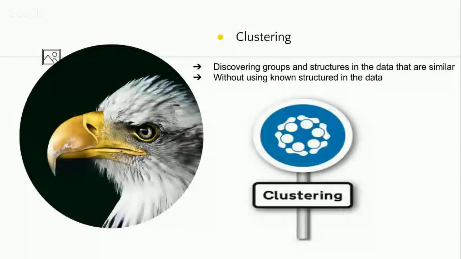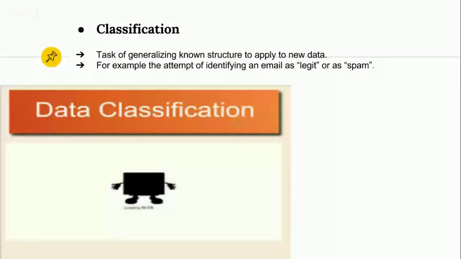Going down the list is clustering, which basically means the discovering of groups and structures in the data that are similar, and that is something that is accomplished without using known structure in the data. Following clustering is classification. Classification is a task that basically generalizes known structures to apply to new data. An example of that would be the attempt of identifying an email as legit or as spam.